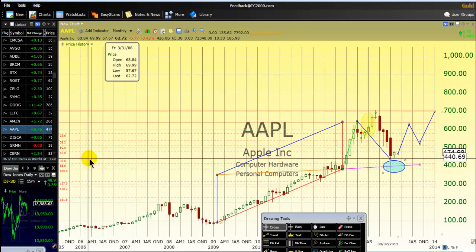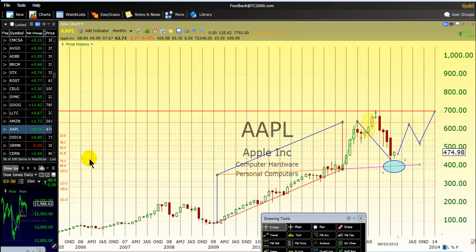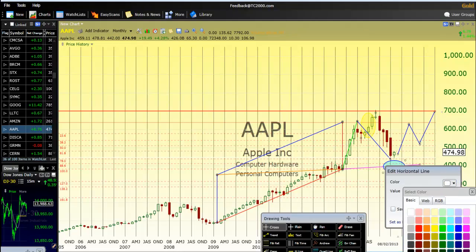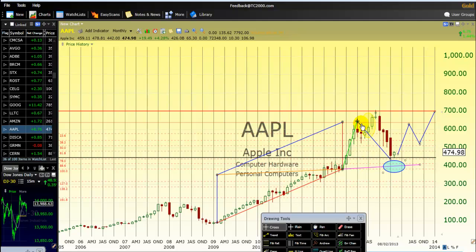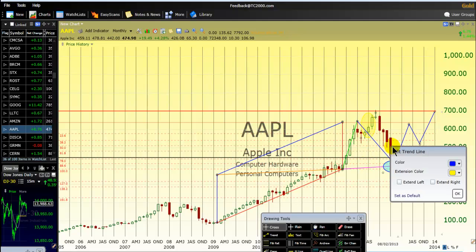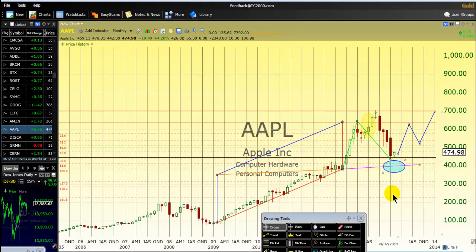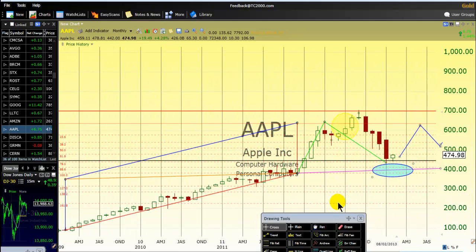This level here is the 78.6% Fibonacci retracement level. I will put another line there at the 78.6% Fibonacci retracement level of my first green up move. I will color my new one black, and this one also green. I hope you can see on your chart clearly like I do myself here.